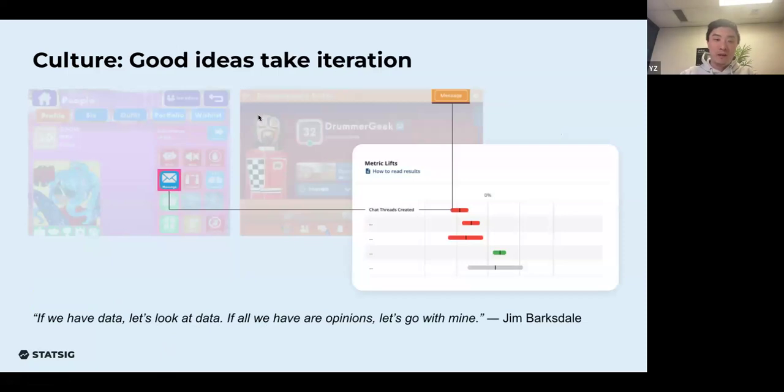The next one, I think, is pretty obvious from the Rec Room example. Good ideas actually take iteration. So when your first idea doesn't work, or even when your first idea works, you should still think about, is there a way to do better? And almost guaranteed there is a better way.